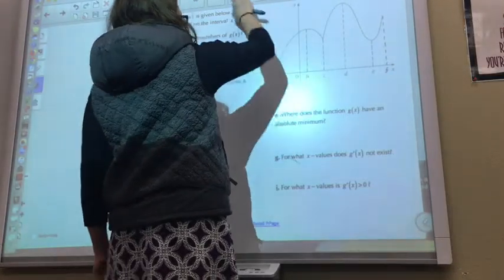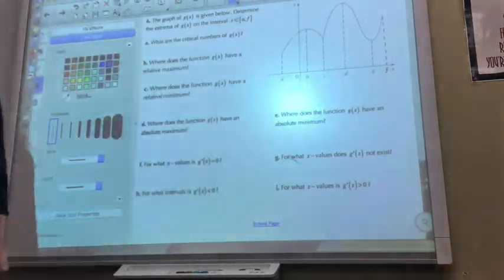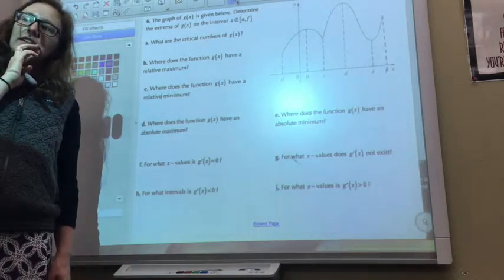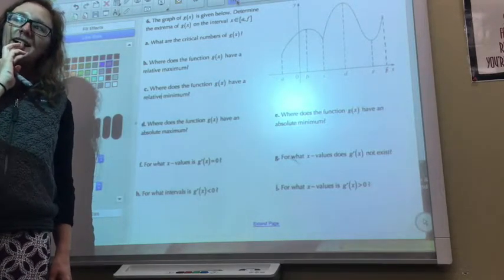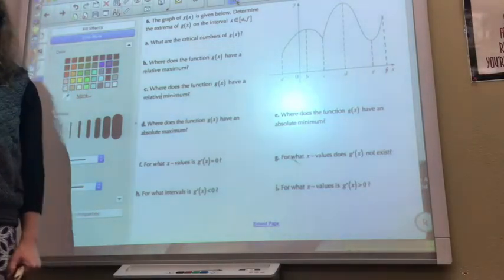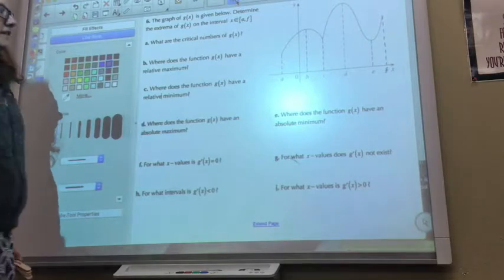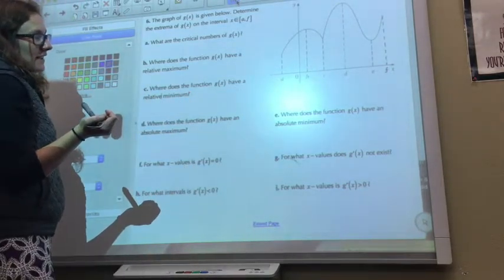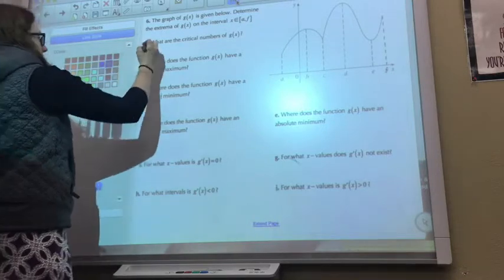So we need values where our derivative equals 0 or our derivative does not exist. Minimums and maximums, I'll agree with that. So what are we looking at? D, I'll give you. I will agree with D.